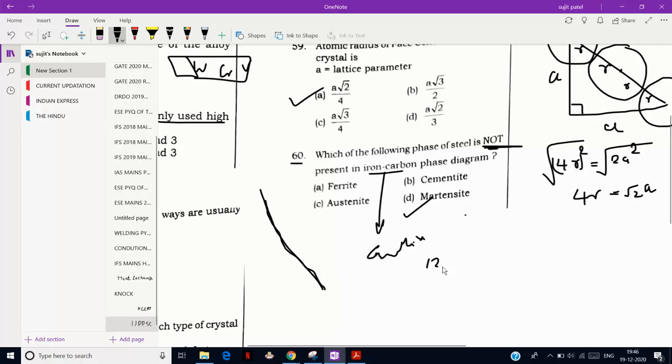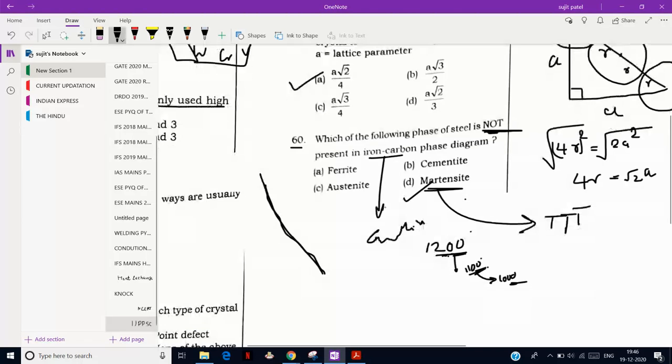For example, if the liquid steel is at 1200 degrees Celsius, when it is cooled down to 1100 degrees Celsius, it will be in equilibrium. Then we cool down to 1000 degrees Celsius, so it is a very slow process. But Martensite is what? Rapid cooling, which is present in the TTT diagram. So the answer is D.